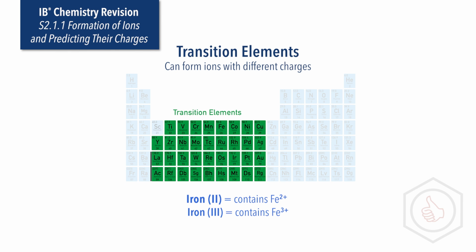filled d subshells, and successive ionization energies for 4s and 3d electrons are relatively close together. As a result, the energy difference between different charged ions is small, and this allows transition metals to lose different numbers of electrons and form multiple charged ions that can be interchanged relatively easily, making them useful catalysts.